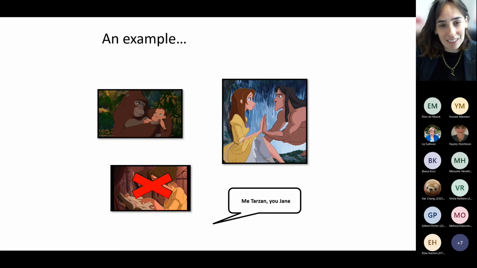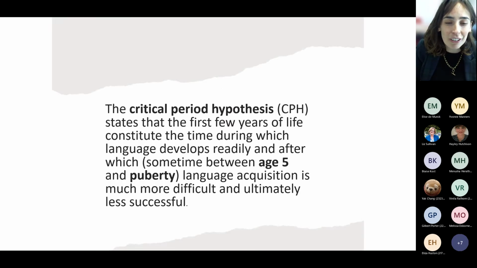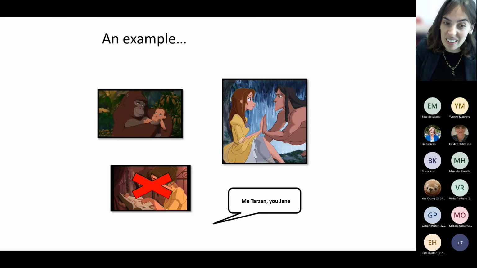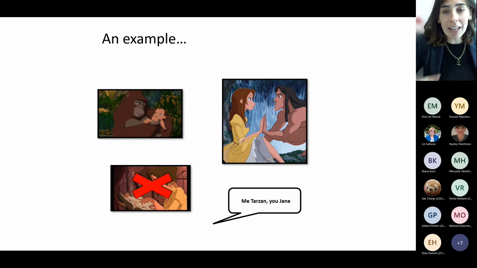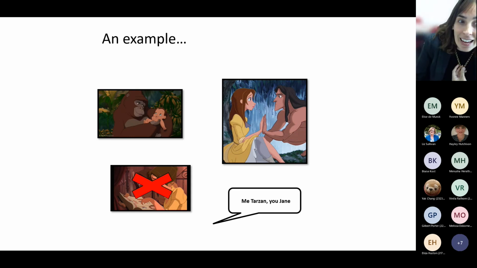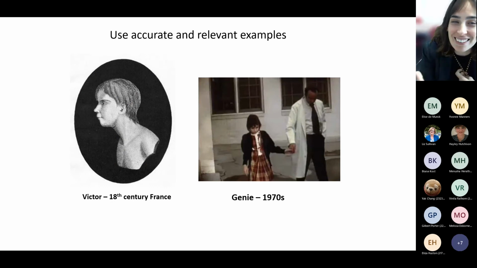Unlikely. Yeah, exactly. So Disney lied to us there. If we hold this to be true, perhaps he'd be able to acquire a couple of words, but not those sort of complex grammatical structures. So you see how when we apply it to an example, it can become a bit more interesting and engaging, particularly if you use more accurate and relevant examples.